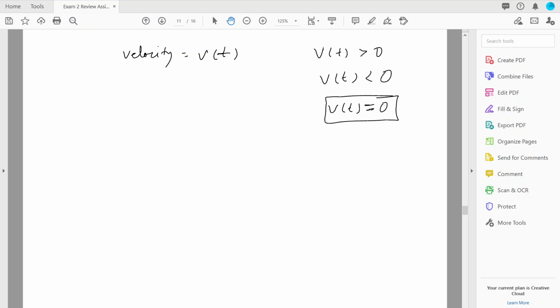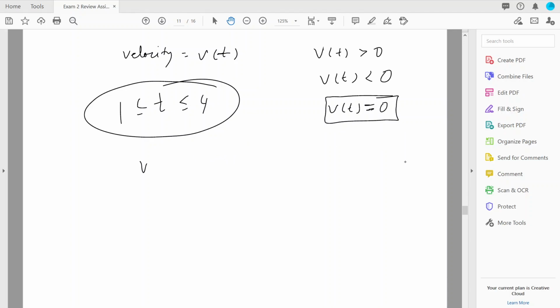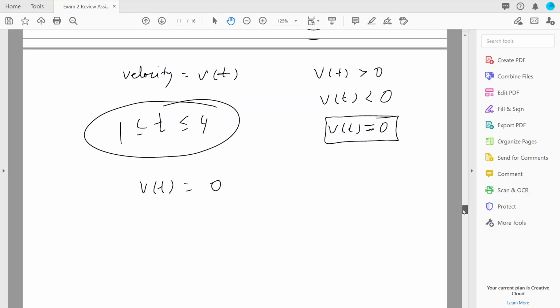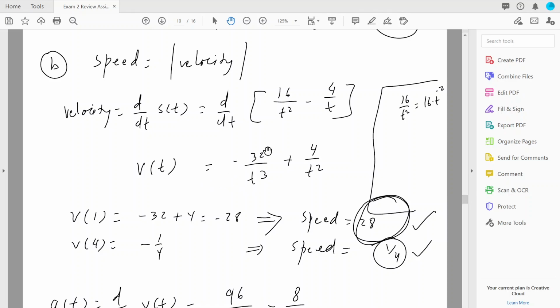Okay, so in this problem we just have to find out, is there any time from t equal 1 to 4, at some point in this interval, where we can find the velocity which is 0? If that is the case, then we can say that yes, that body will change its direction. So let's solve this equation for when the velocity would be 0. Remember, if you go back and check, the velocity is negative 32 over t cubed plus 4 over t squared.